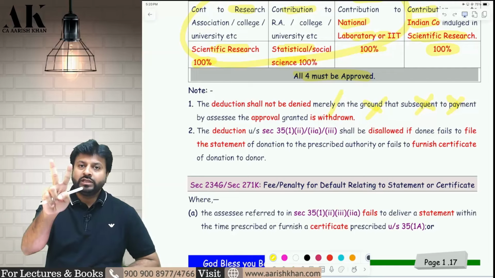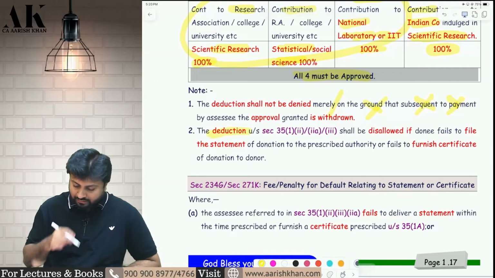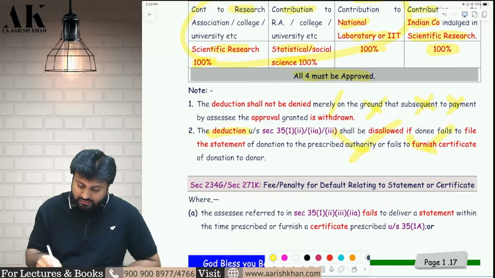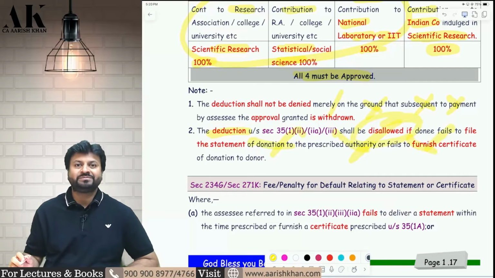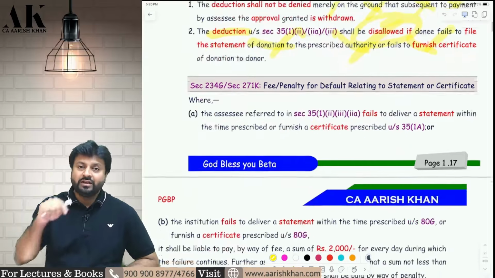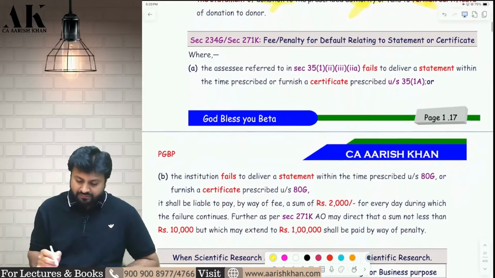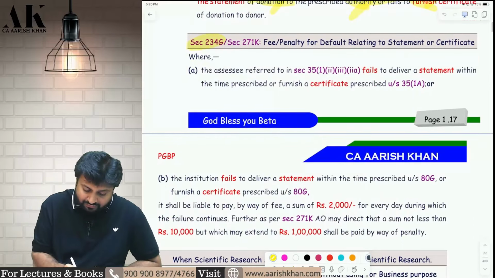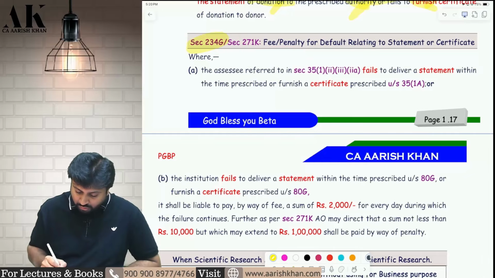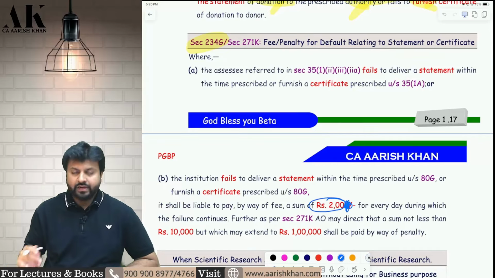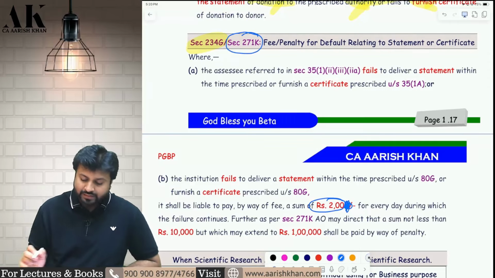If the donee does not do these two things, then the donor will not get the deduction. The deduction will be disallowed in the hands of the donor. So the donee has to fulfill these two conditions. Further, the donee will also be penalized. First of all, the donee will be liable for a fee under 234G of 200 rupees per day. It is not 2000, sorry, just change this. It is 200 rupees per day. For every day, the donee will be liable to pay a fee of 200 rupees. Plus, the donee will also be liable for a penalty for not doing this.